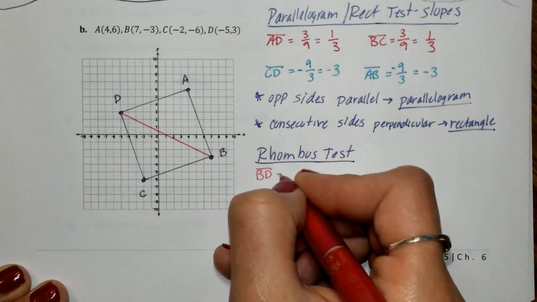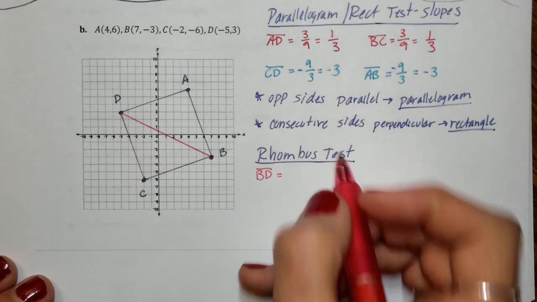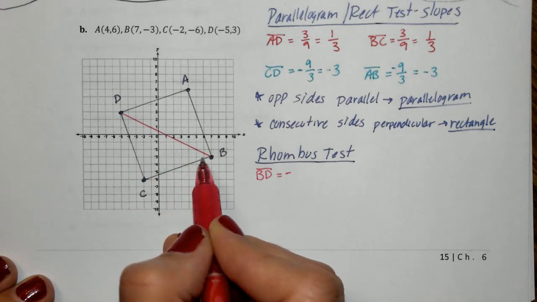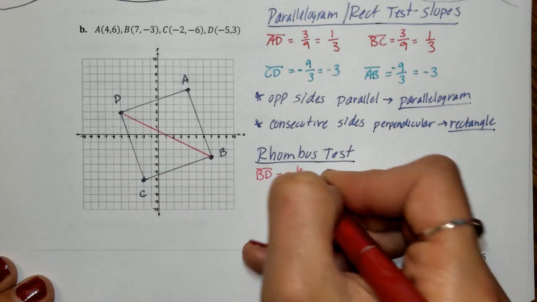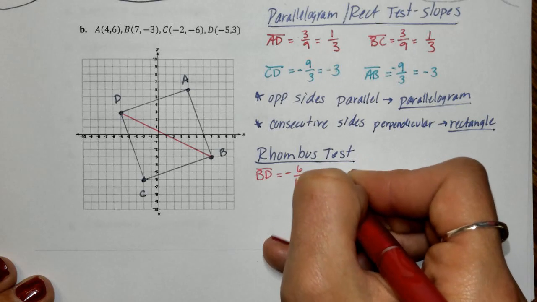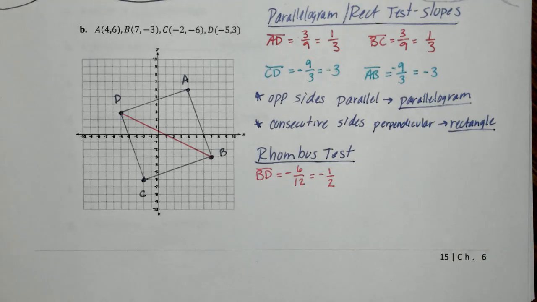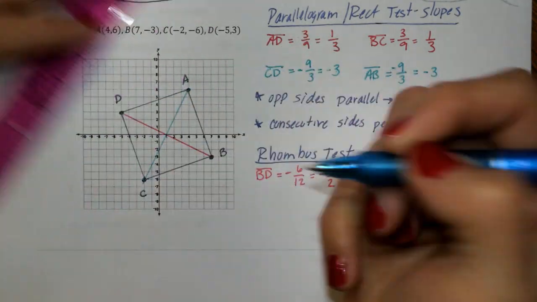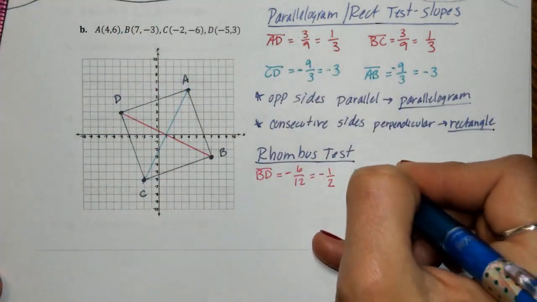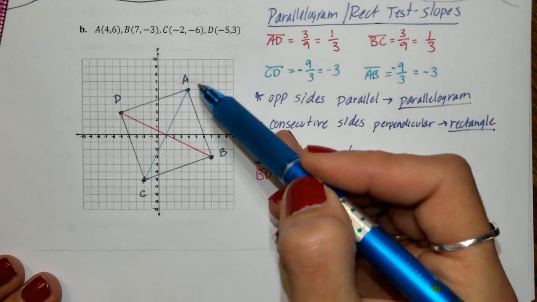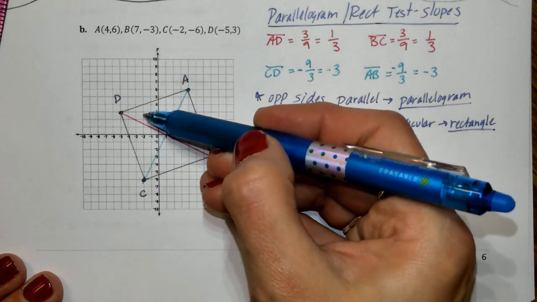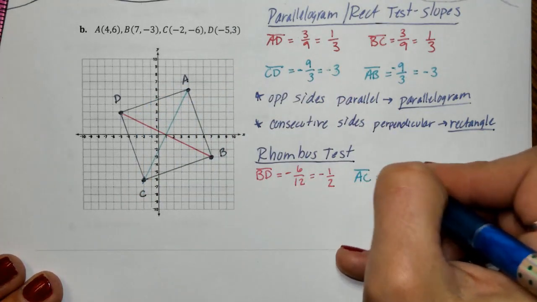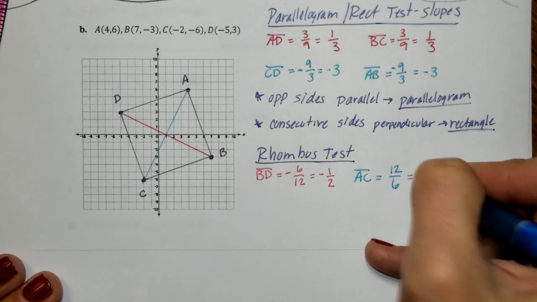Go ahead and for our rhombus test, take segment BD. We're going to be going down, so this will be a negative slope, and we're going to end up going down 6, and then we're going to run 12. So we have -6/12. This will simplify to -1/2. We draw in our other diagonal, segment AC, right here. This is a positive slope, and we're going to rise a total of 12, and we're going to run 6. So we have 12/6, which then will simplify to a +2.